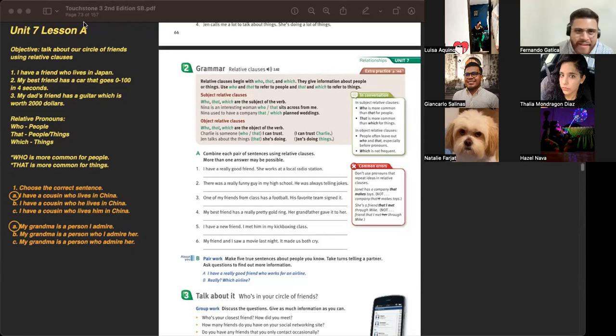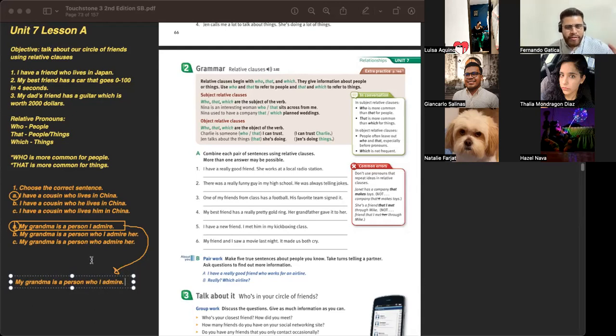Now, in Spanish, this sentence is not possible. Mi abuela es una persona yo admiro. Sounds weird, right? Let me explain this. My grandma is a person who I admire. Mi abuela es una persona que yo admiro. Ambas oraciones están bien. Both sentences are good. I don't know if you remember this rule. No sé si se acuerdan de esta regla.